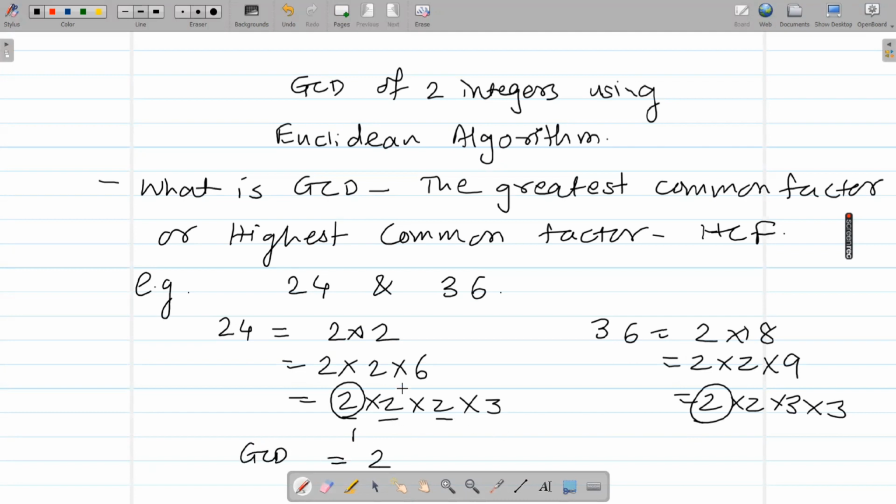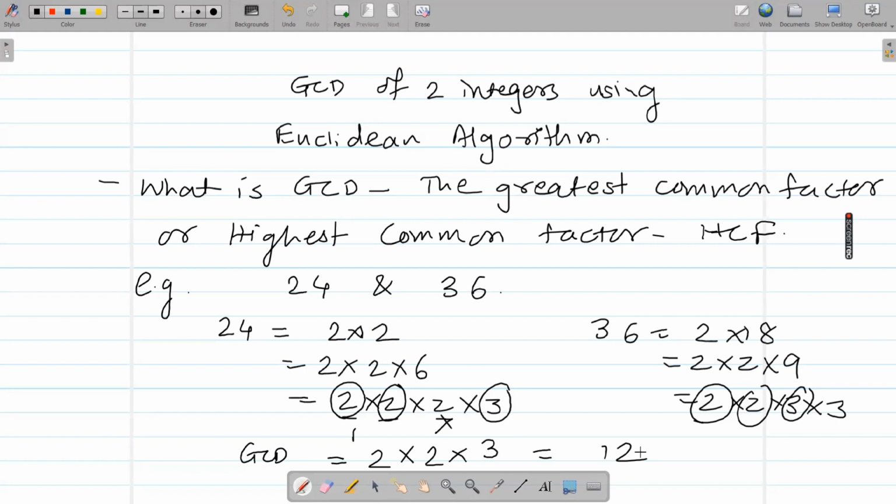So then another 2 is available here, here also it is available. So that is the second 2. Then in 24 there is one more 2, but in 36 there is no 2 available, so we will not consider this. Now there is a 3, which is common to 24 and 36, so we will consider that. And thus 12 is the GCD of 24 and 36.